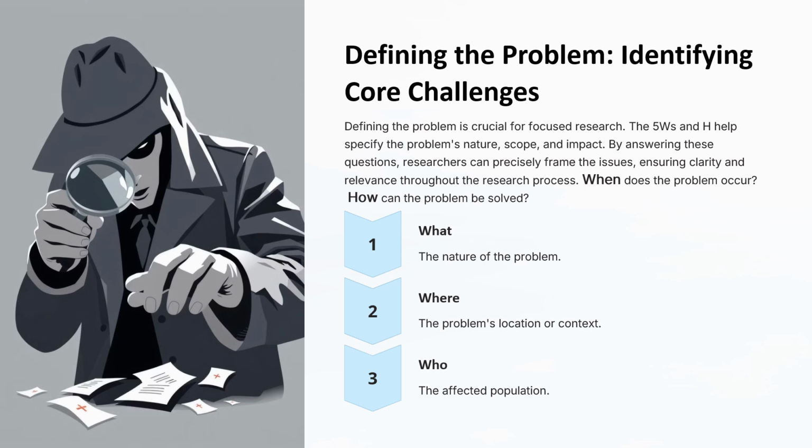The 5 W's and H help specify the problem's nature, scope, and impact. By answering these questions, researchers can precisely frame the issues, ensuring clarity and relevance throughout the research process. When does the problem occur? That is the when. What is the problem? You must be able to identify. It's one thing to identify the problem. The other thing, which is very crucial and important, is defining the problem. So what is the problem? Where is the problem? The problem's location or context. Where is it occurring? Who are the people affected by the problem?